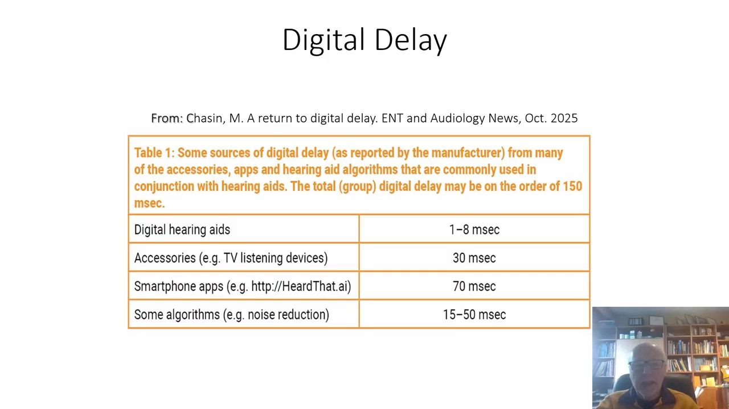potential digital delay. Digital hearing aids can be 1 to 8 milliseconds. Accessories such as TV listening devices, as reported by the manufacturers, is on the order of about 30 milliseconds. Smartphone apps, if you use those, can be 70 milliseconds. And even some algorithms within hearing aids are 15 to 50 milliseconds. So, for example, noise reduction, which is very important and has a great effect, especially in noisy locations, the way it works is that it takes a sample of the environment, then waits a moment of time, 15 to 50 milliseconds on that order.